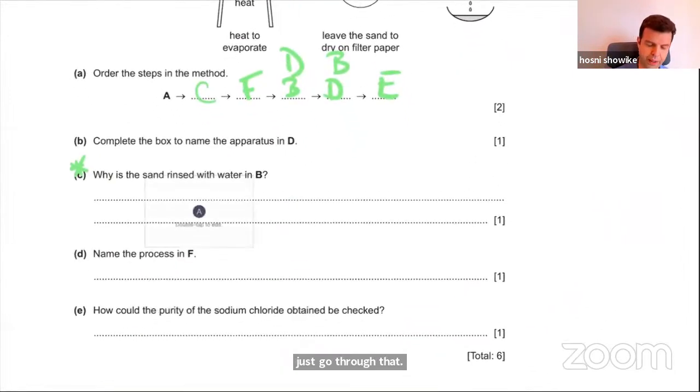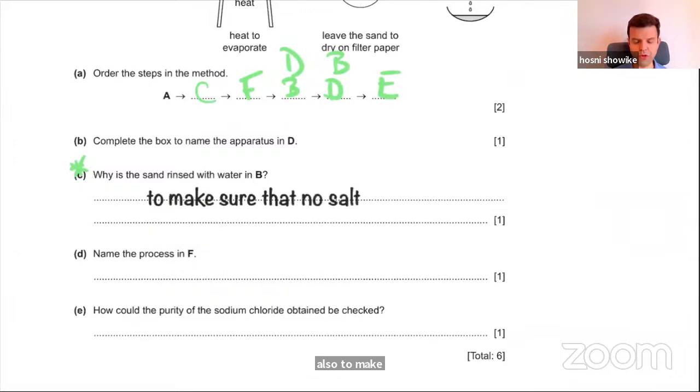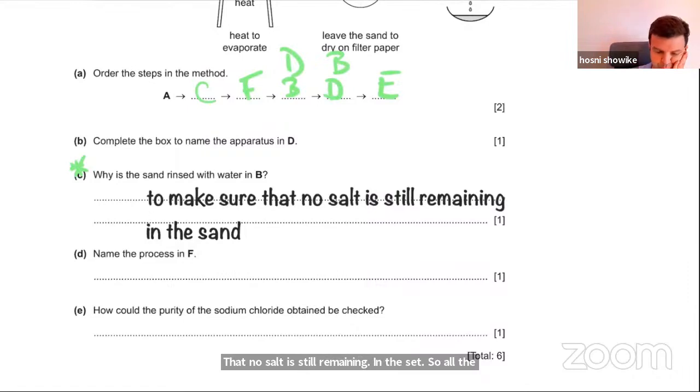So again, look what I'm going to write. I think I say just also to make sure that no salt is still remaining in the sand. So all the salt has been washed off and now it's inside that salt water.